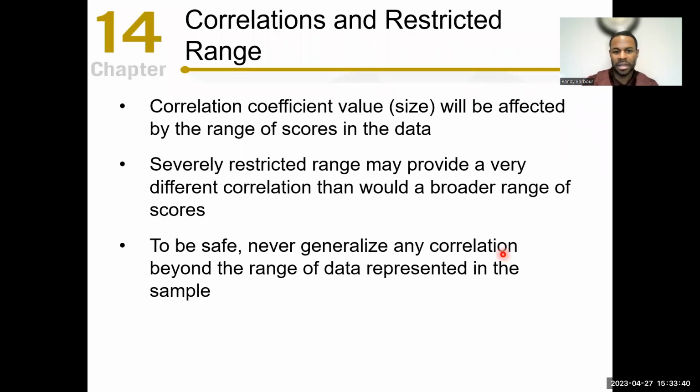So be safe, right? It says never generalize a correlation beyond the range of data represented in the sample, because you don't know. If they only give you a restricted range, you don't know specifically how that may play out if you extended it beyond the range that is presented.